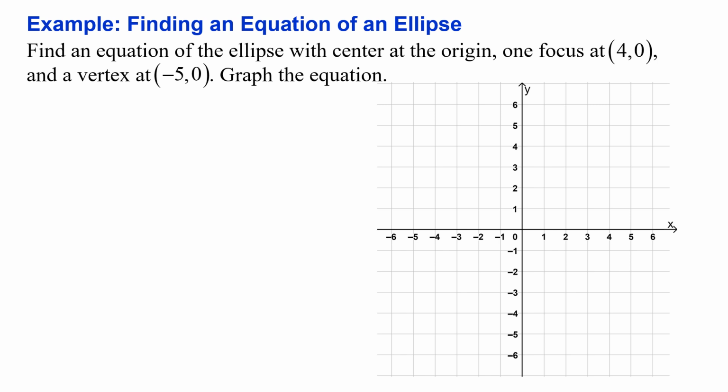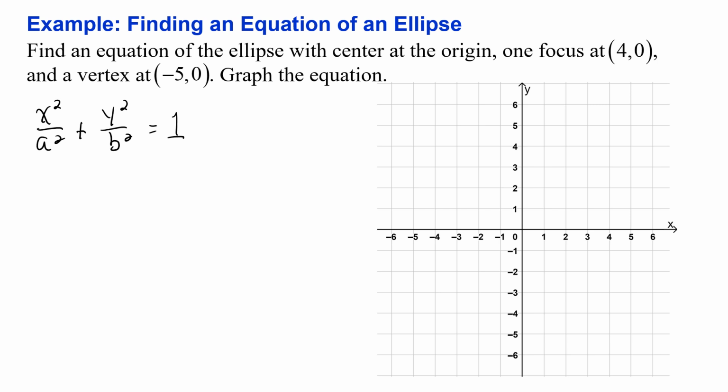Now, let's consider an example of finding an equation of an ellipse. This problem says to find an equation of the ellipse with center at the origin, one focus at 4, 0, and a vertex at negative 5, 0. Then graph the equation. So we know the equation has the form x squared divided by a squared plus y squared divided by b squared equals 1.